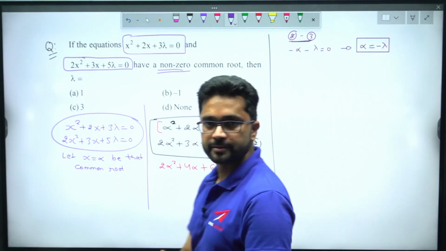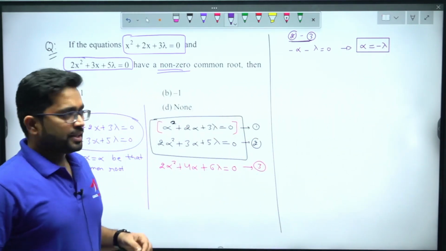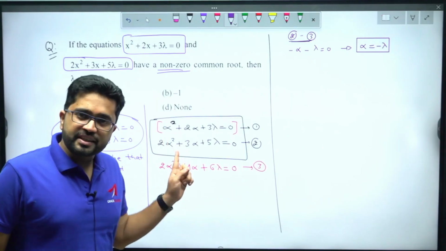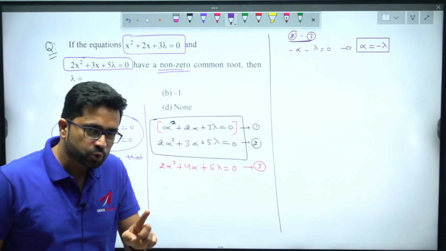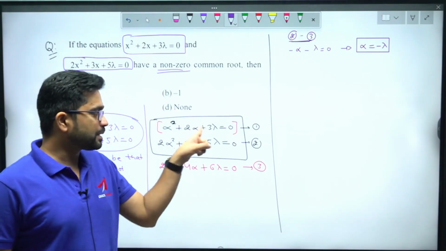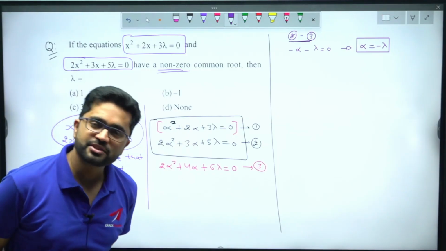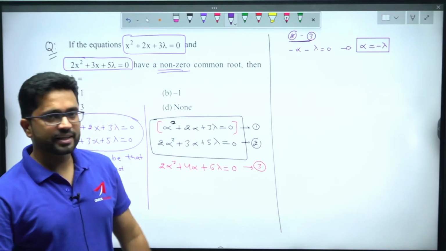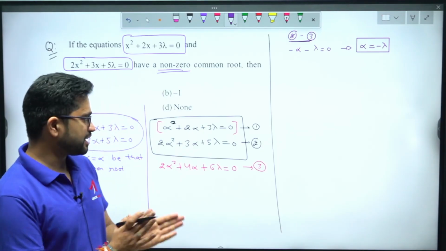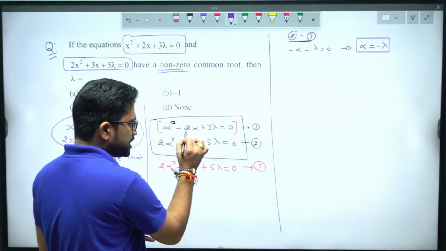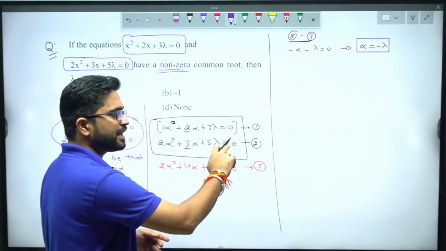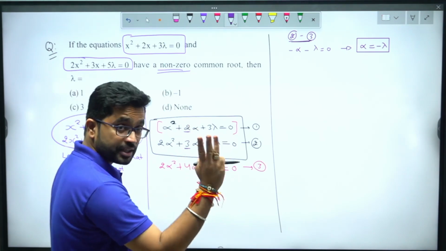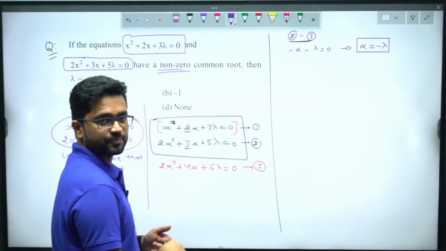Next, just like I eliminated alpha square from the two equations by comparing the coefficients, now is the time to eliminate alpha by comparing the coefficients. What should be the process, guys? Here the coefficient of alpha is 2, here the coefficient of alpha is 3. So I'll multiply equation number 1 with 3 and equation number 2 with 2.